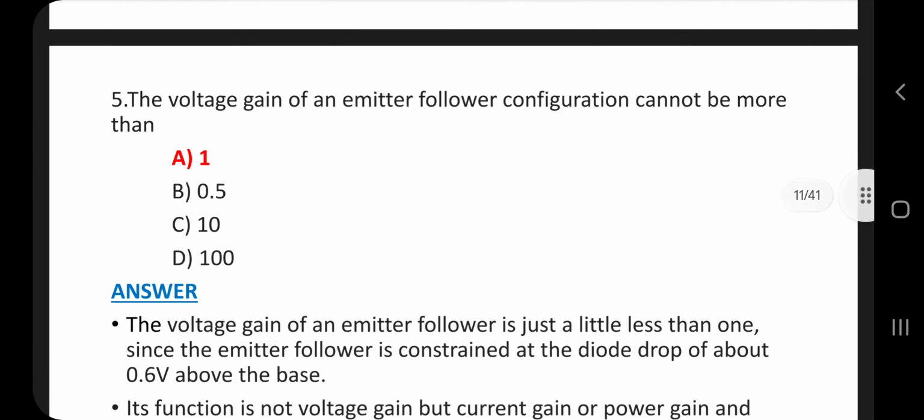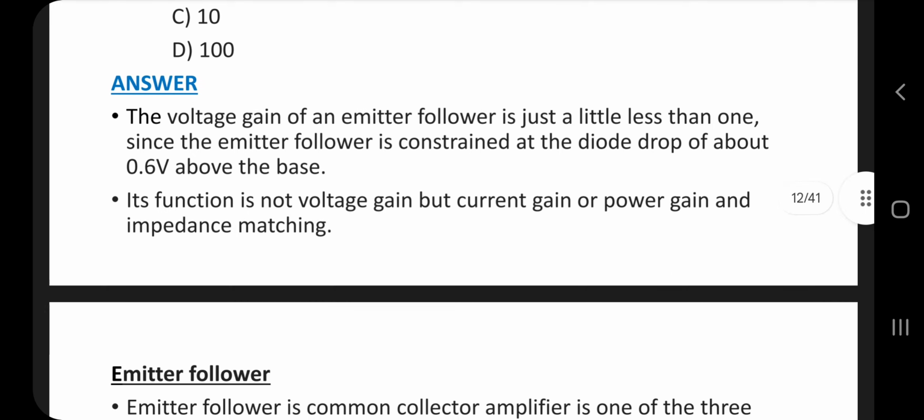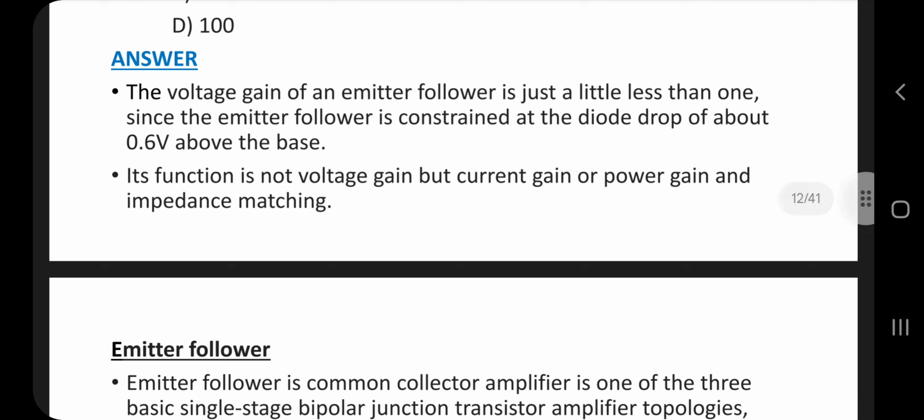Question number 5. The voltage gain of an emitter follower configuration cannot be more than, answer is option A, 1. The voltage gain of an emitter follower is just a little less than 1, since the emitter is constrained at the diode drop of about 0.6 volt below the base. Its function is not voltage gain but current gain or power gain and impedance matching.